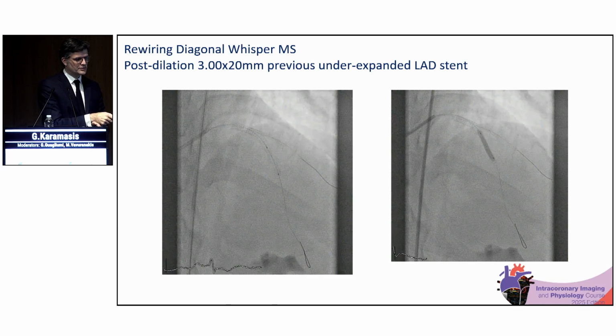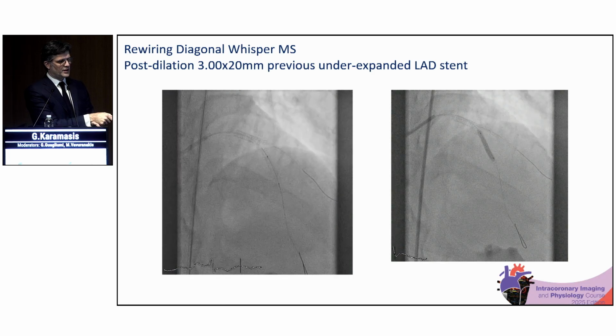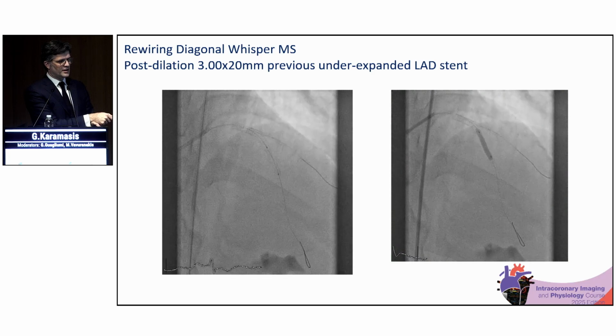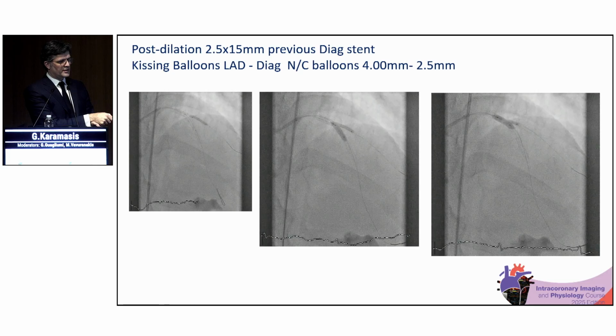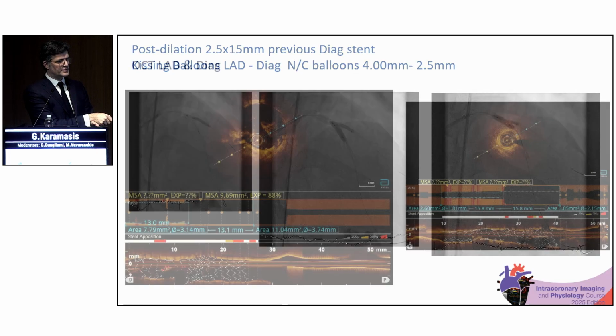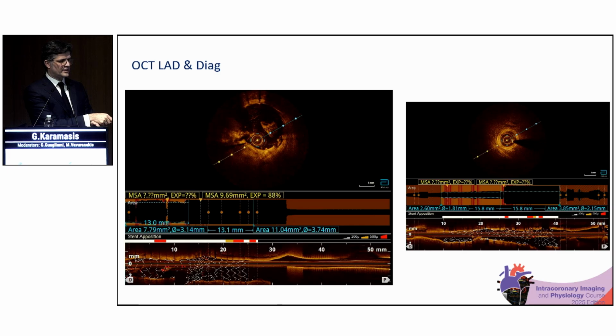In that previous run, there was under expansion in the old stent, in the middle LAD. So I also did some post-dilatation there with a 3 mm balloon. I rewired the diagonal, and then I proceeded also with post-dilatation in the diagonal. The stent was 2. I did it with a 2.5 balloon. And then we did kissing with 4 and 2.5 balloons. And then we did runs both in the LAD and in the diagonal with OCT.